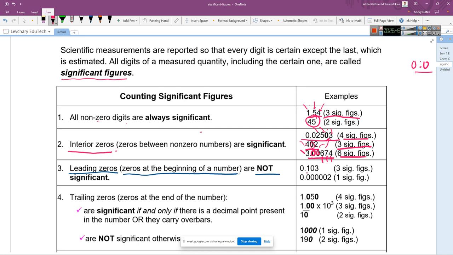And here, you count all of them? Yeah, we have to count all of them. I'm so horrible at this.